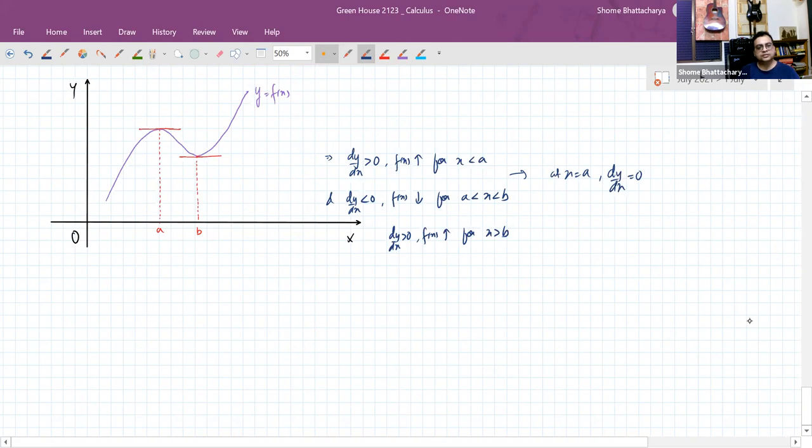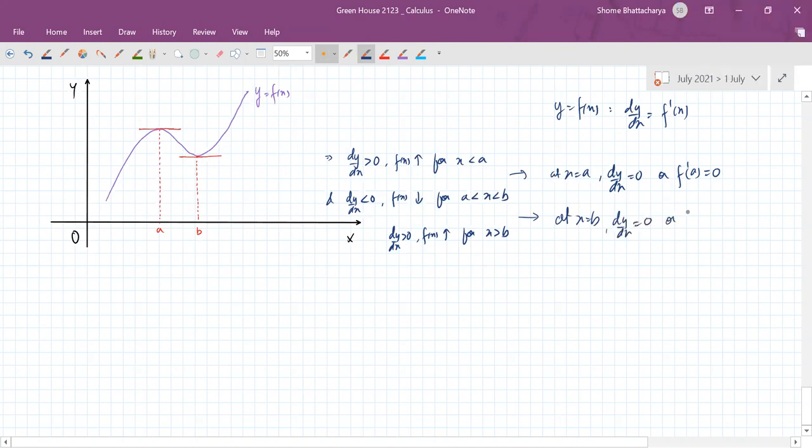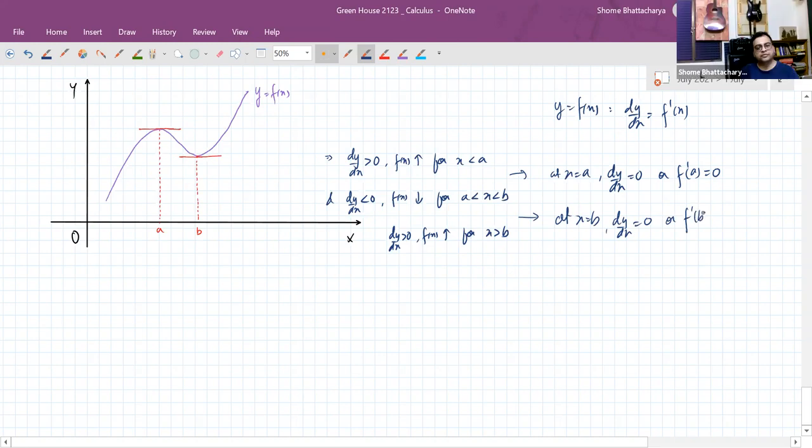Or what we can say is that if the function y is equal to f(x), dy by dx we write in short form as f prime. Okay. So we say that f prime of a is 0. Now similarly, what is happening? Up to b it is negative, and after b is positive. So exactly at the point b, what is happening? The value of dy by dx is again 0. Okay. Or f prime of b is 0.